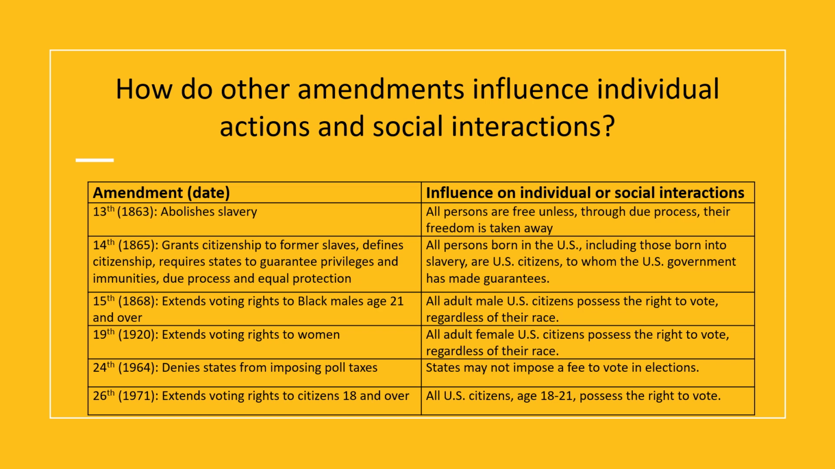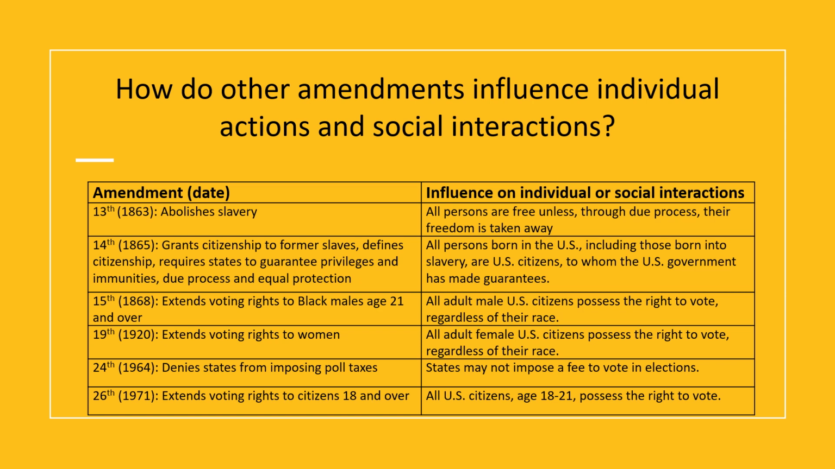And now, because there was an amendment to the Constitution, this meant that the states could not deny black males age 21 and over the right to vote. The 19th Amendment extends voting rights to women. Now, there were states that did allow some women to vote under some circumstances at the state and local level, but again, by making this a constitutional amendment, this meant that no state could deny women the right to vote.